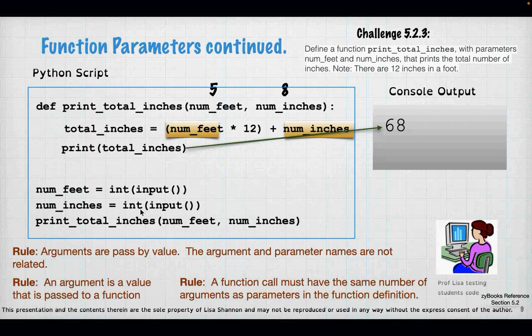And the function call has to have the same number of arguments as parameters in the function, for the most part. There is a caveat to that, which we'll get into in a bit, but for the functions that you write in this class, if you write it to take two parameters, then you've got to call it using two arguments. They have to match.